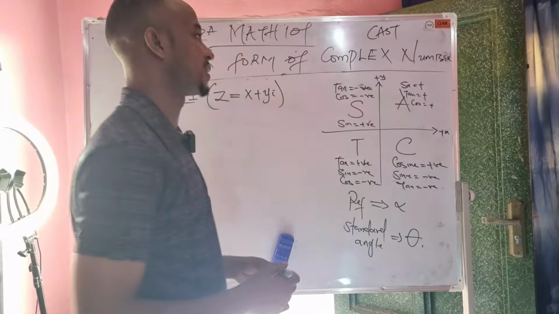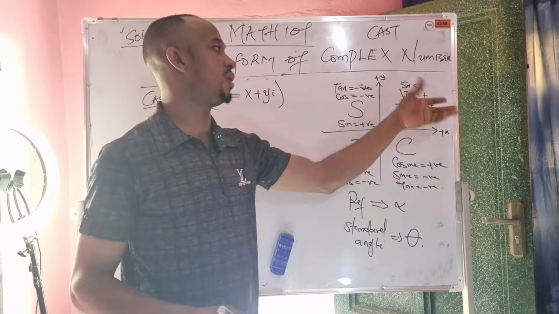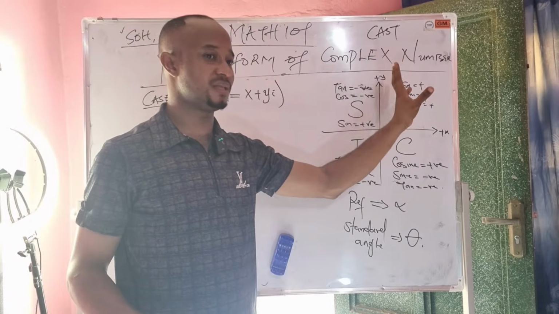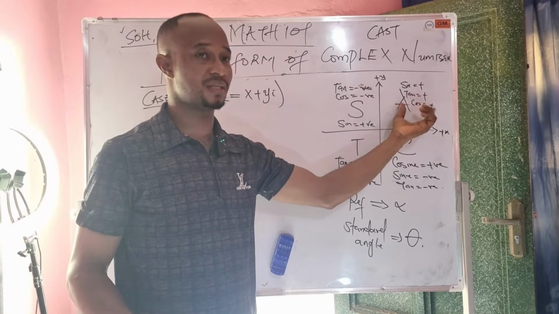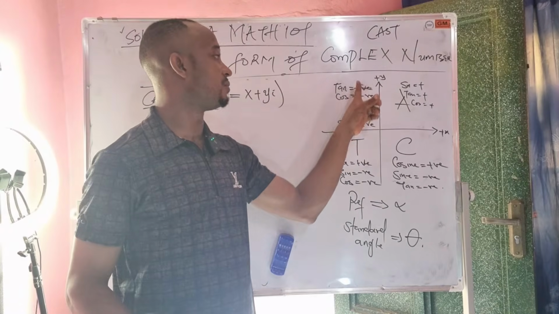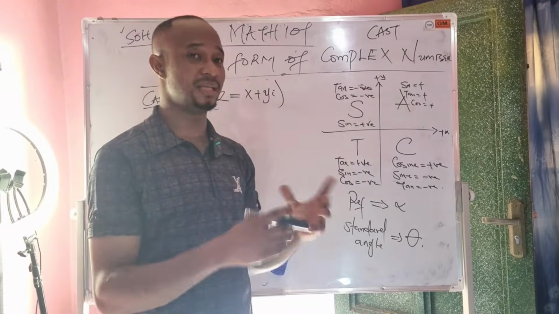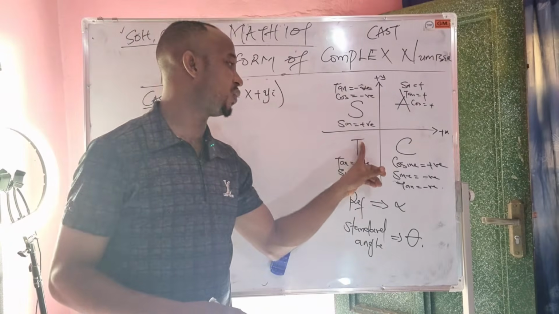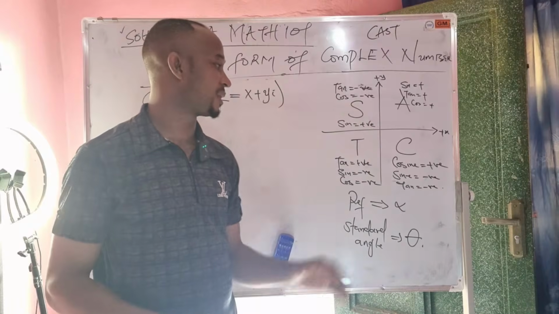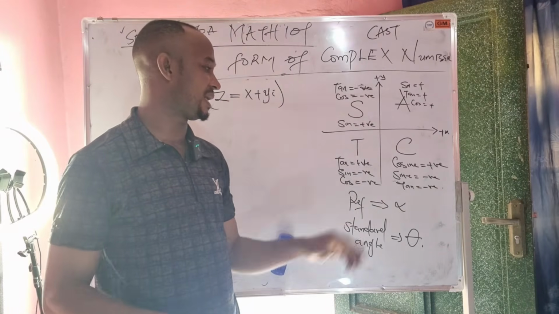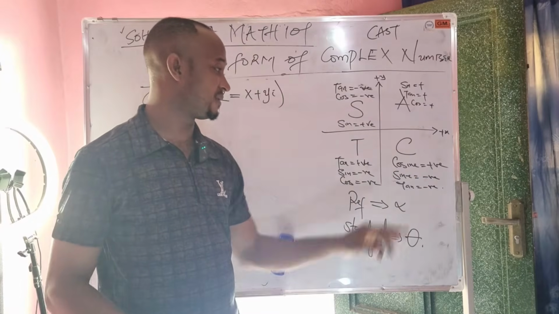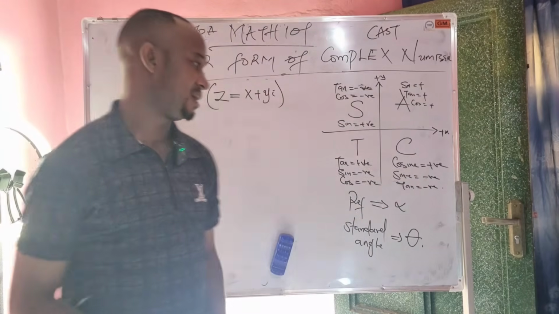So take note that for the first quadrant, all is positive. Sine, tan, and cosine are positive because we have the first quadrant. For the second quadrant, only sine is positive, but tan and cosine are negative. For the third quadrant, only tangent, T means only tan, is positive. That means that sine and cosine are negative. Cosine means only cos is positive, but sine and tan are both negative.